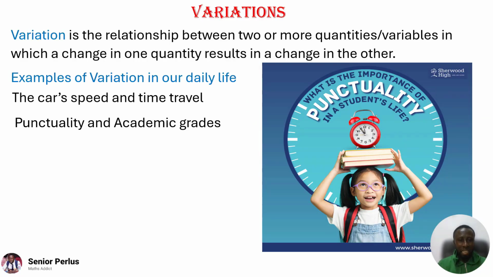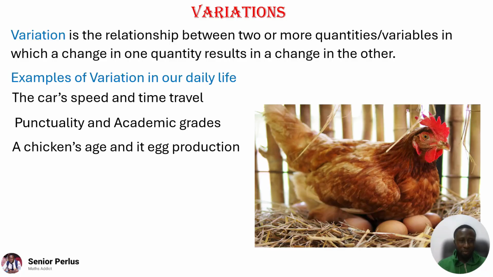And punctuality and academic grade. A student who is always punctual in school will not miss anything, so his or her academic grade will change. Okay, so a change in the punctuality will result in a change in the academic grades. But if you are not punctual in school, your academic grade will decrease. Yes, so this is a type of variation. Okay, so please just be punctual.